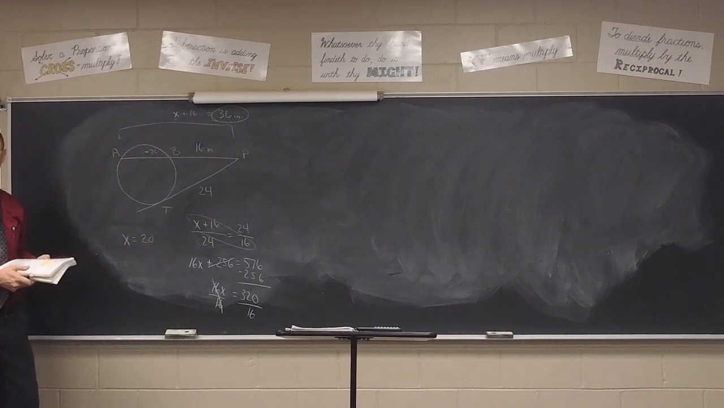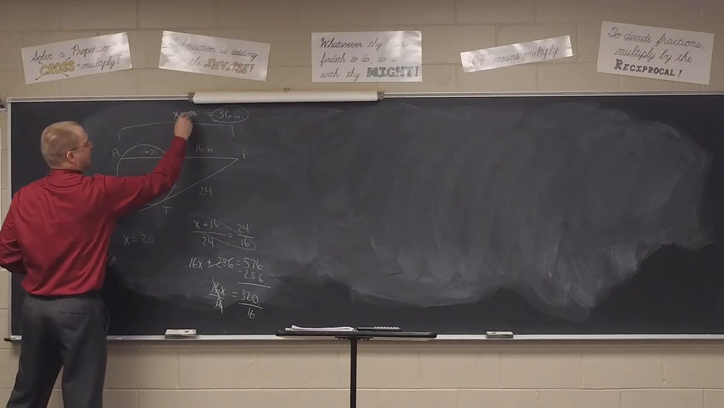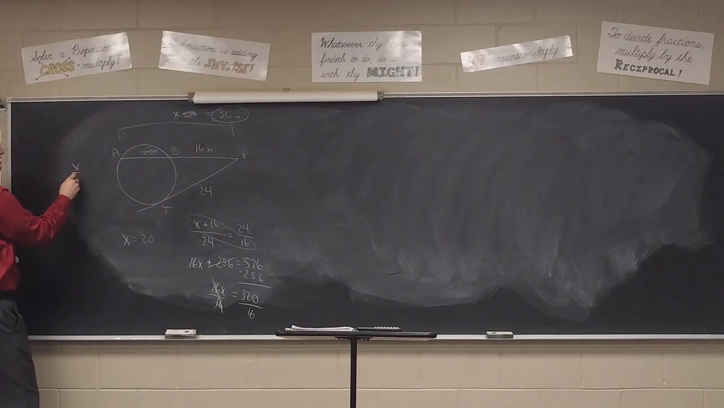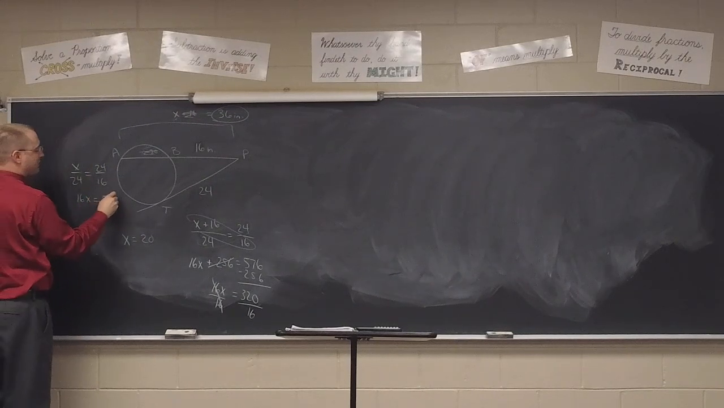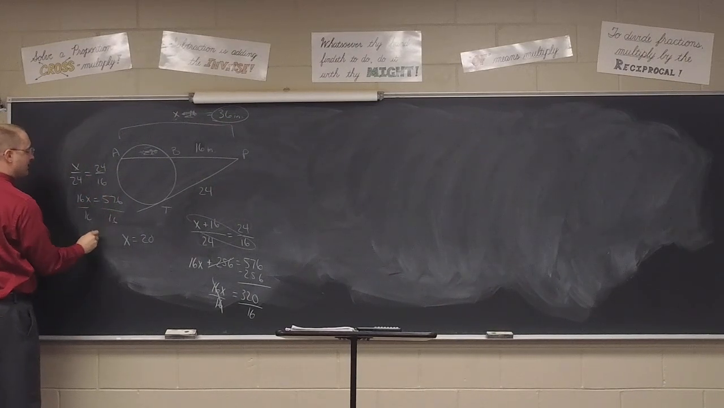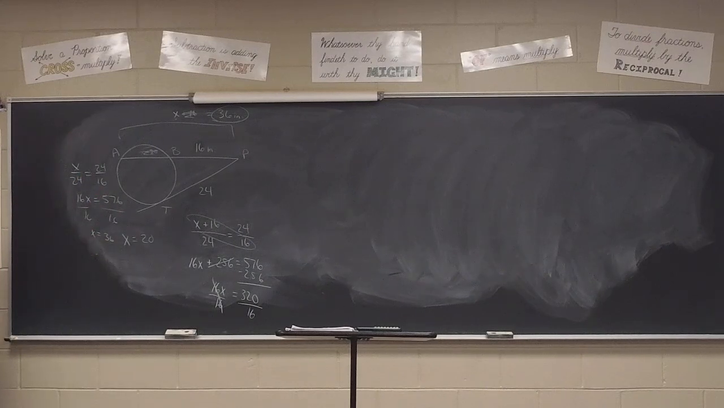Hey, question? Can you work it out the other way? Yeah, absolutely. If this were just x, you don't even care about this. Secant is to tangent as tangent is to external segment. That's the way I did it: 16x equals 576. Divide away the 16 from both sides. X equals 36. That's what I did. Yeah, a lot easier to do.